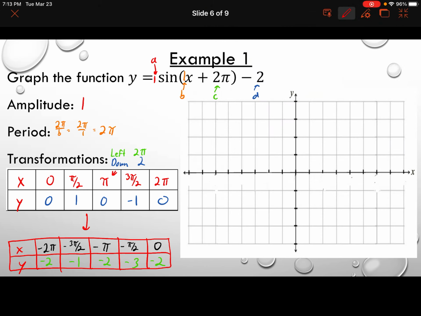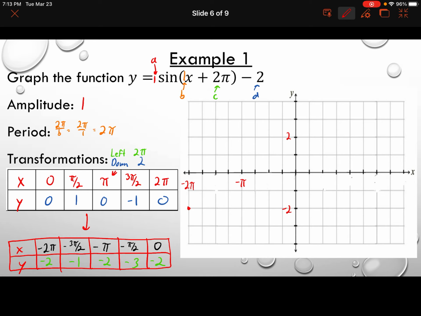So let's do that. It doesn't really matter. I'm going to make the end negative 2 pi so that the middle would be negative pi, and then 0 is just 0. So at negative 2 pi, I have negative 2. We'll make that negative 2, that positive 2.